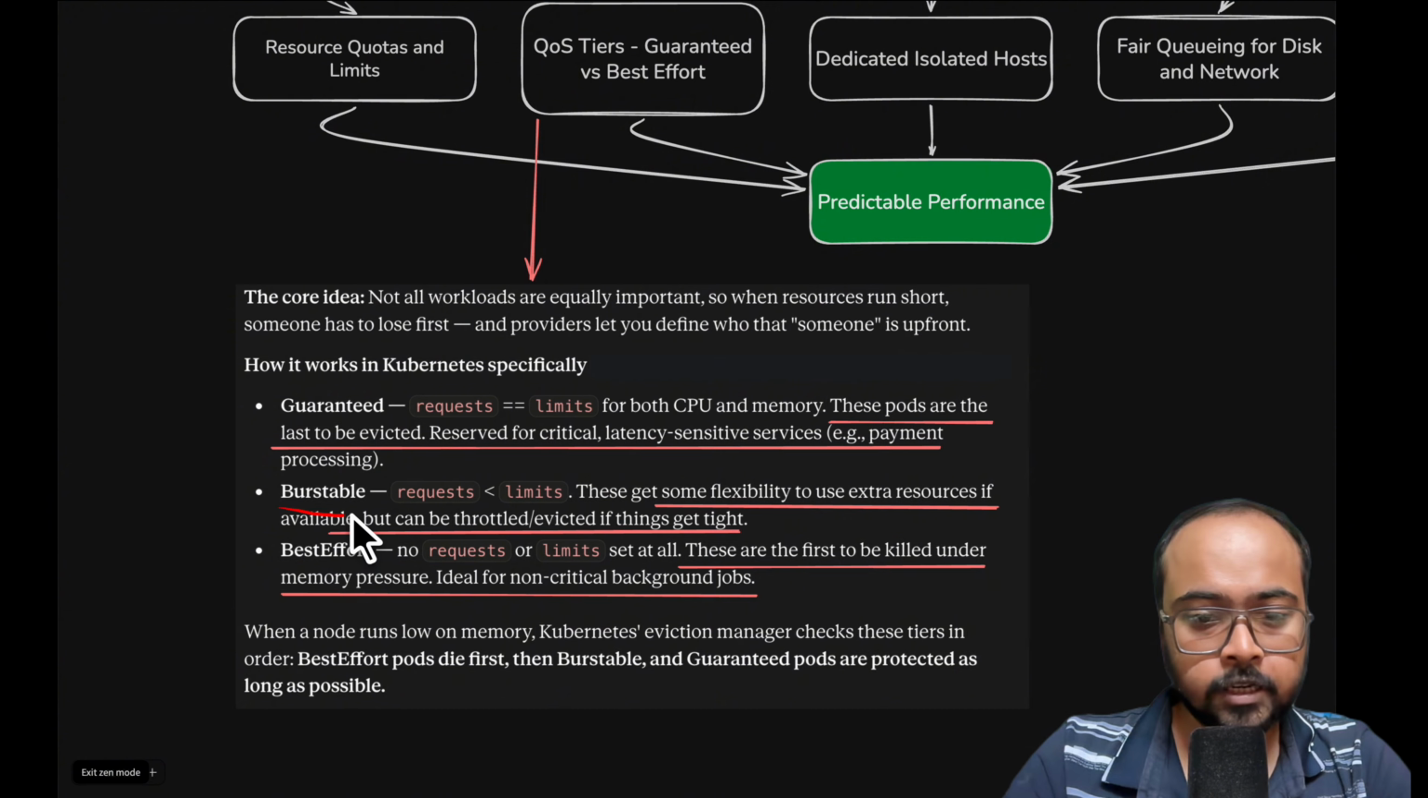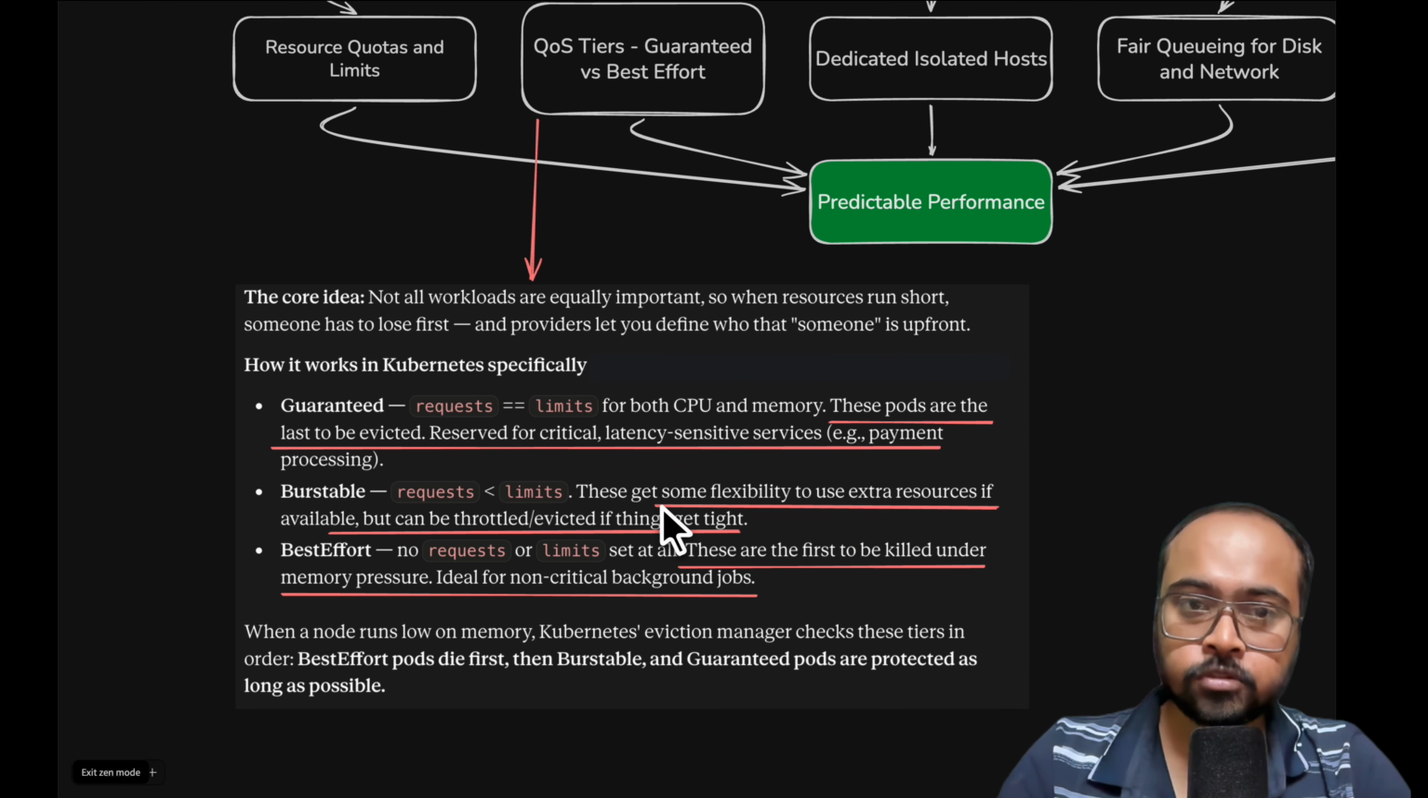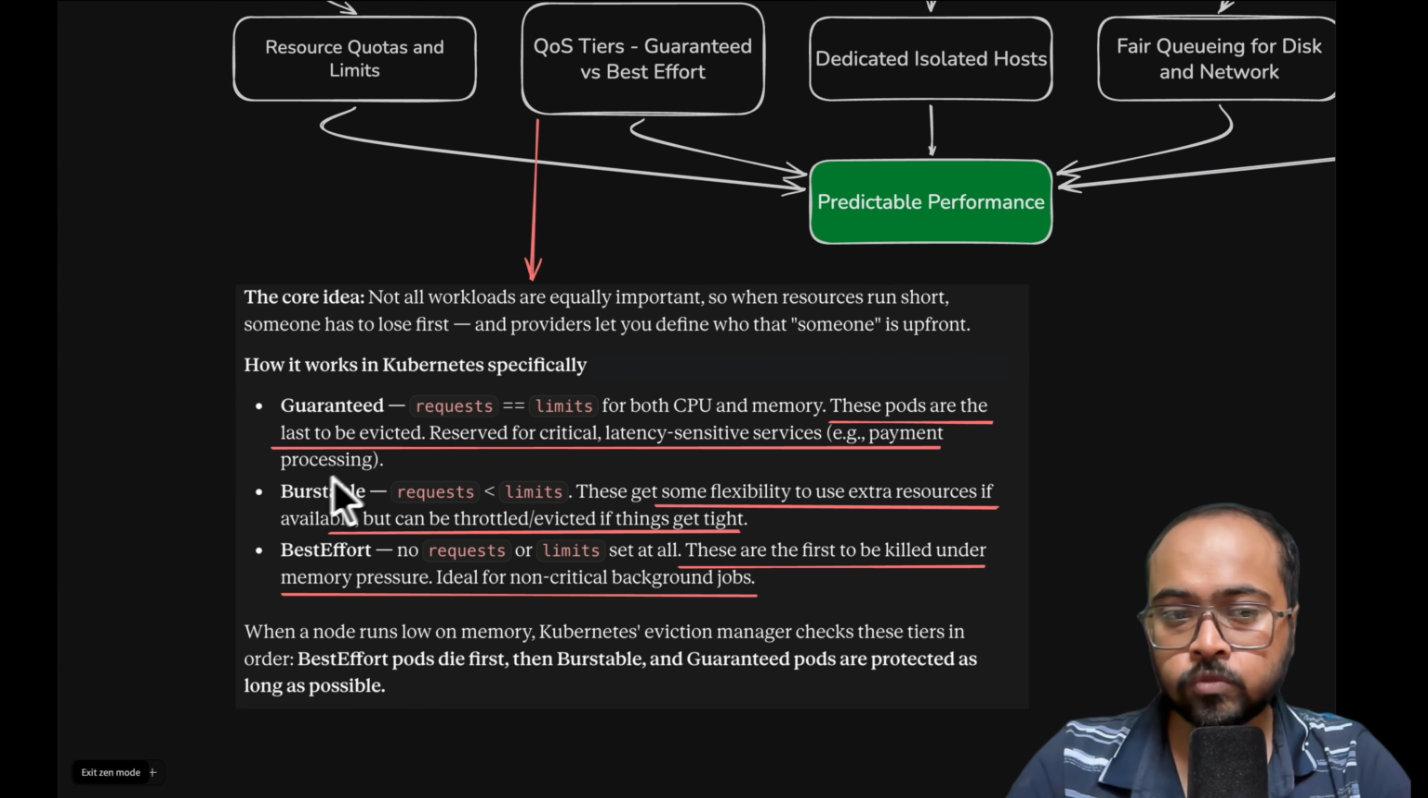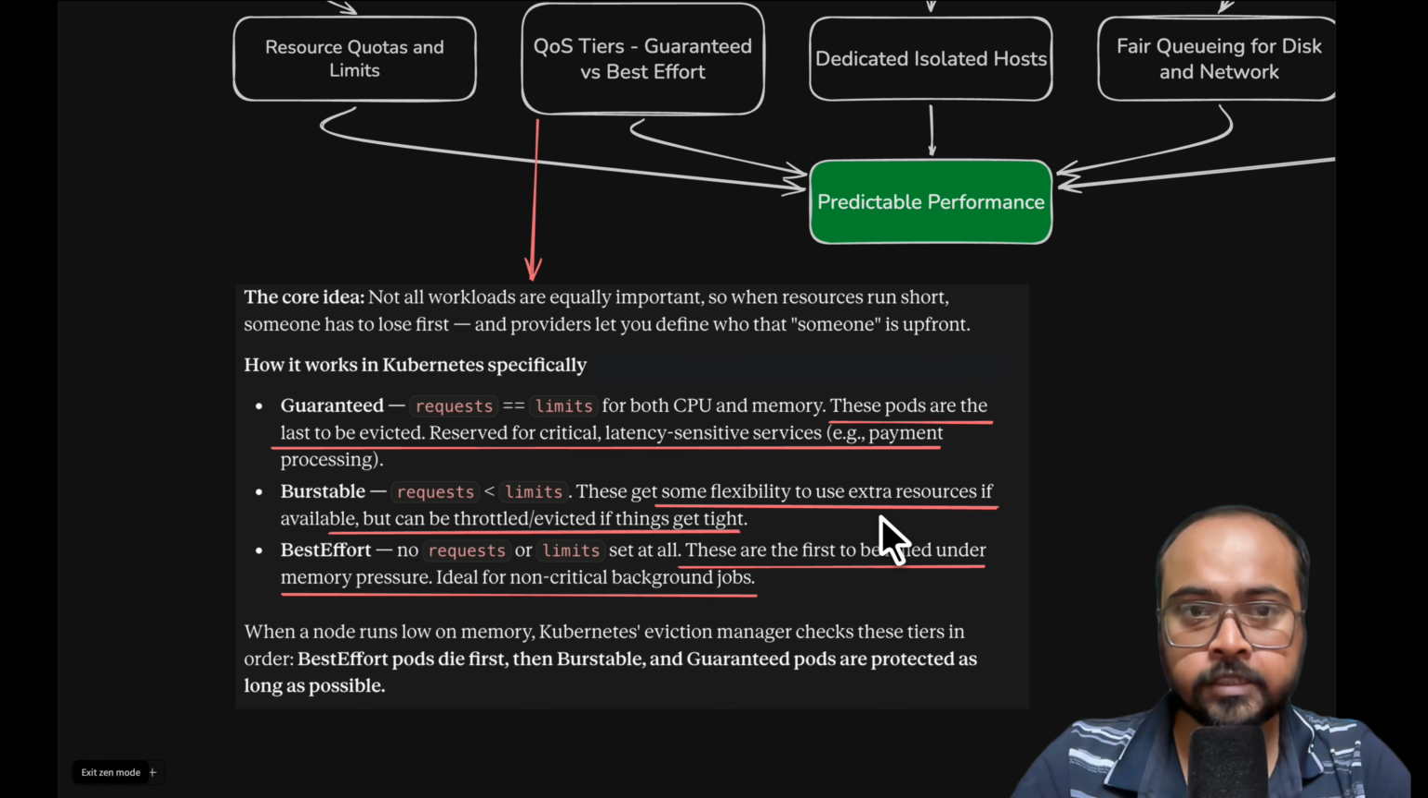Now the second tier that comes is the burstable tier, in which the limits are greater than the request. These get some flexibility to use some of the extra resources if available, but can be throttled or evicted if things get tight. This tier has a little less priority than the guaranteed tier. If there is a resource shortage, we will try to ensure that these services still run. But if you are in a critical situation where very few resources are available, then we can eventually throttle them or evict them.